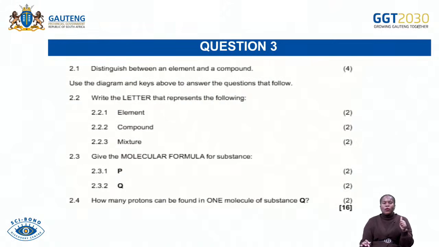Now, for 2.1, we had to distinguish between the element and the compound, okay. What is it that you understand about the elements and how is it different from a compound? Then you use the diagram and the keys above to answer the questions that follow. Write the letter that represents the following, the element. From that diagram, which one is an element, which one is a compound, which one is a mixture, and then give the molecular formula for substance P.